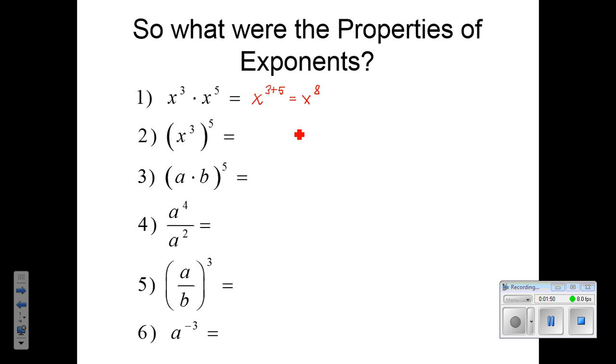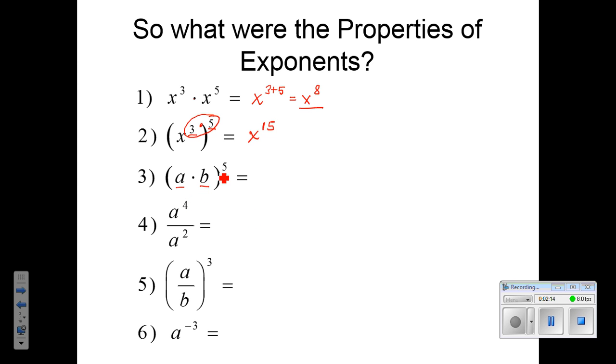So this would be x to the 8th. So x to the 3rd times x to the 5th would be x to the 8th. If I have a power to a power, then what I can do with these 2 is multiply them. So if the one base is to a power and then it's to another power, we multiply. So this would be x to the 15.